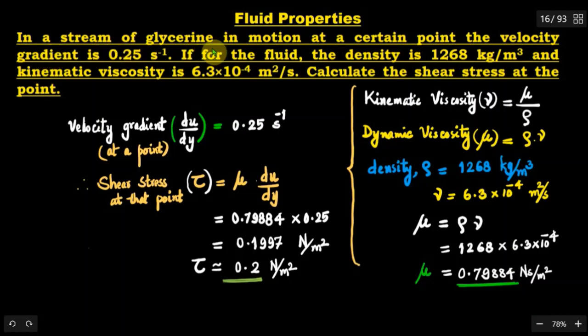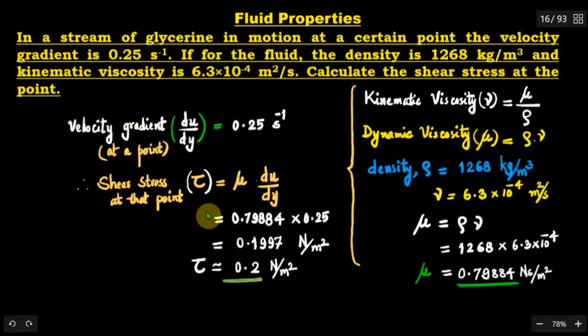In a stream of glycerin in motion, at a certain point the velocity gradient is 0.25 per second. If for the fluid the density is 1268 kilogram per meter cube and kinematic viscosity is 6.3 into 10 raised to minus 4 meter square per second, calculate the shear stress at the point. Here the velocity gradient at a point in the flow is available, du by dy is equal to 0.25 per second, and we have to find out the shear stress at the point where the velocity gradient is available.